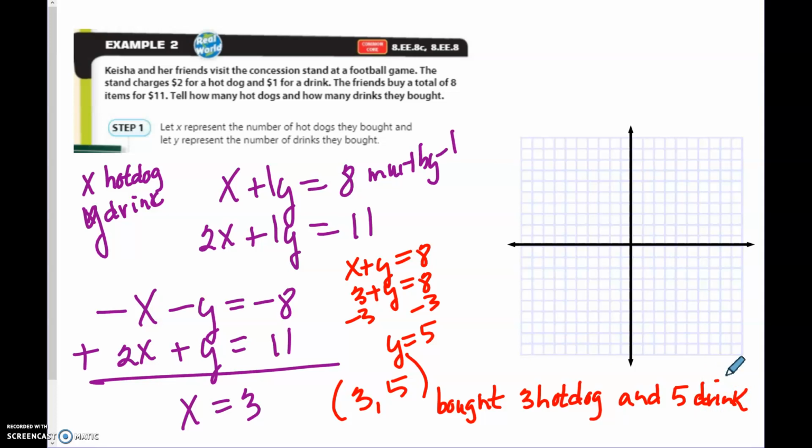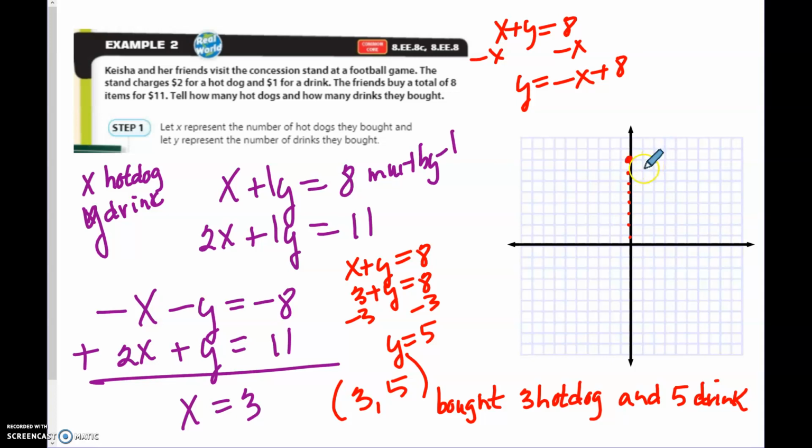Now we also could take these equations and solve and get y by itself. So let's take this first one: x plus y equals 8. Subtract x, so y equals minus x plus 8. 1, 2, 3, 4, 5, 6, 7, 8.